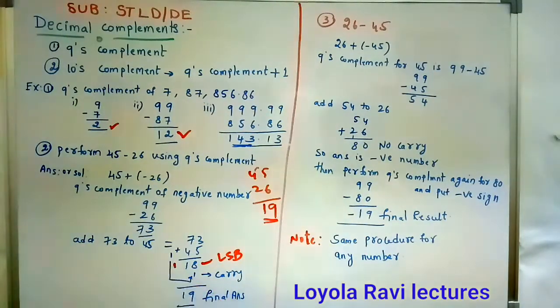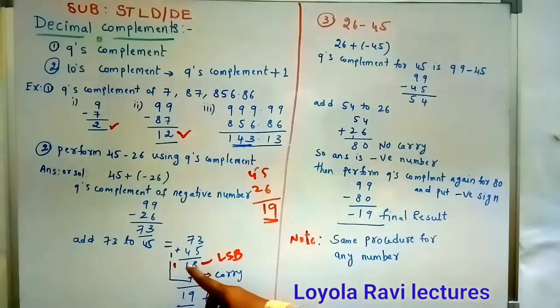So this carry, we have to add to the 8. Then 8 plus 1 is 9, and the 1 as it is we have to take. So if we get a carry in the 9's complement operation, then we have to add the carry to the LSB. Then you will get the final answer. So 8 plus 1 is 9, 19 is the final result.